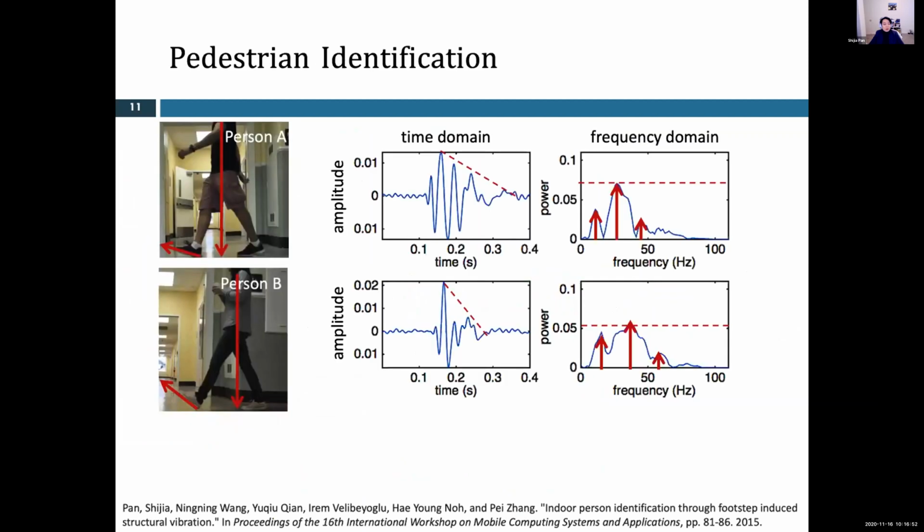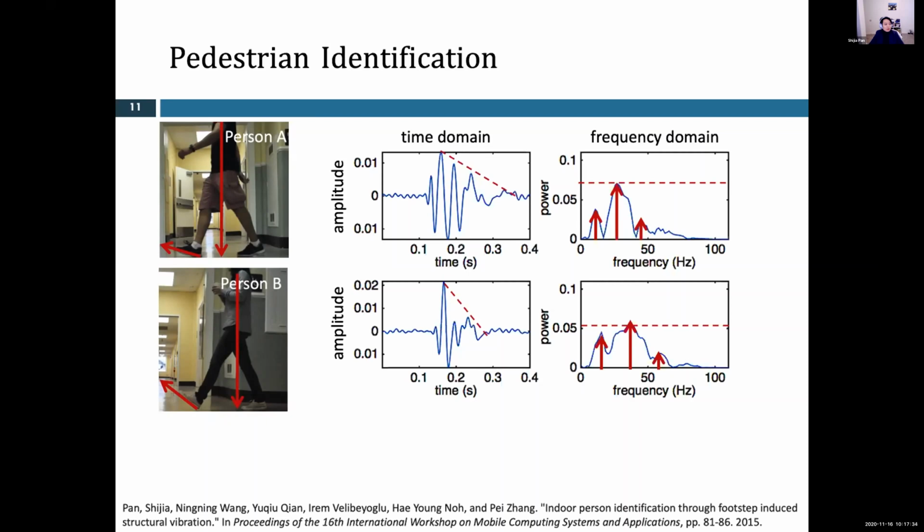So let's look at a simple example of the type of information we can get through structure as sensors. Here we look at how we can acquire pedestrian identification information while they walk by. The intuition is that different people walk very differently. They have their own walking pattern. For example, the top figure here, person A, when he walks, he keeps his center of gravity more toward the center, and his foot striking angle is quite small.